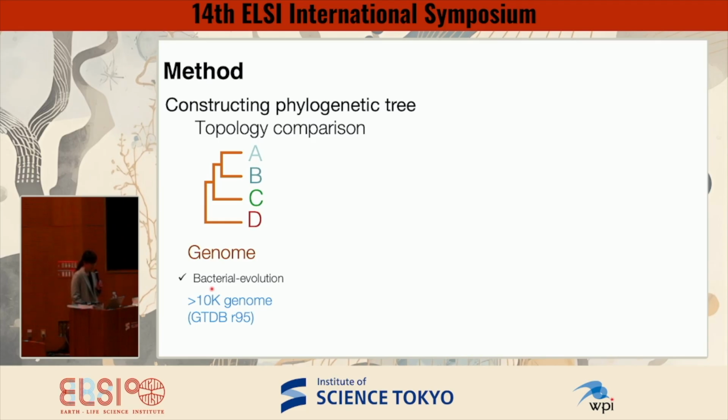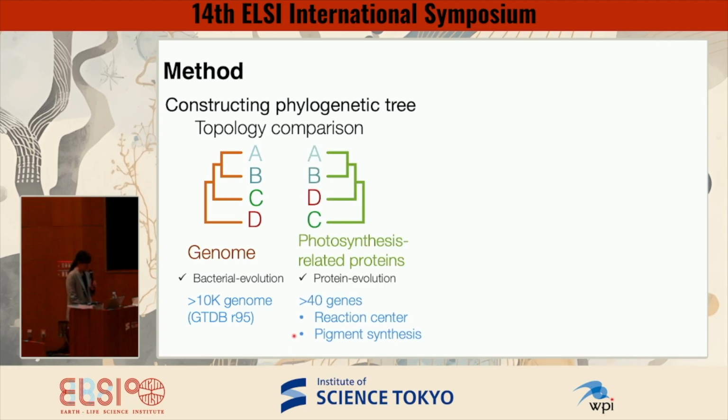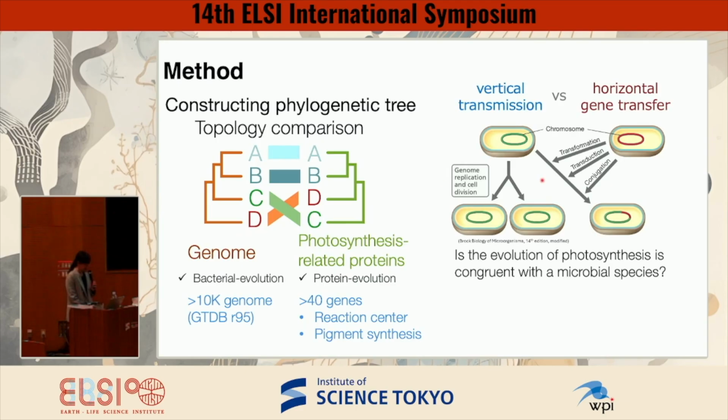Here is the method. First, we constructed a robust bacterial species tree using more than 10,000 genomes representing overall bacterial evolution. In parallel, we constructed phylogenetic trees for photosynthesis-related proteins, including reaction center proteins and pigment biosynthesis enzymes, using more than 40 genes in total, but I will not show all of the results today. We then compared the topology of the species tree and the protein trees. If the evolutionary history of photosynthesis-related proteins is congruent with the species tree, this suggests a species obtained the protein via vertical transmission. In contrast, incongruence between these trees indicates horizontal gene transfer.